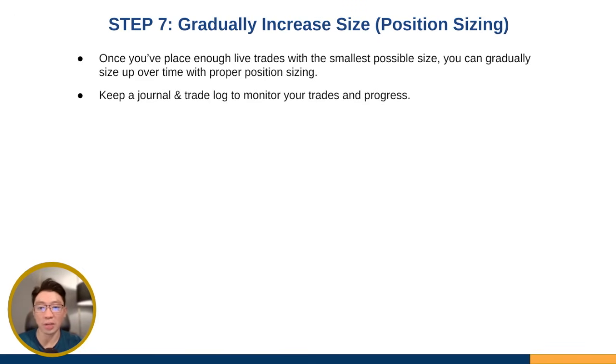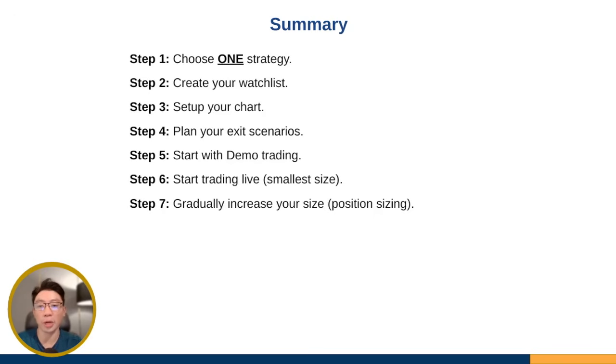So these are the 7 steps. Let me just go through this summary again. Step 1, choose one strategy. One strategy is more than enough at the start. Master this, trade this until you've gotten very good at it and it's profitable. Then you can move on to the next one. But at the start, just choose one strategy.